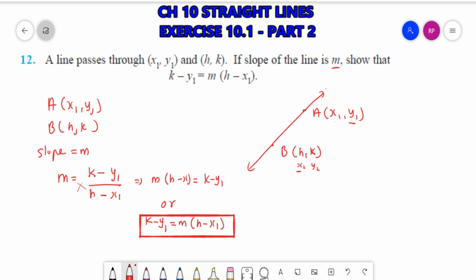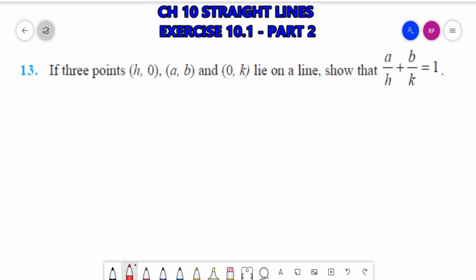Now let's move to the next, that is question number 13. If 3 points (h, 0), (a, b) and (0, k) lie on a line, show that a by h plus b by k equals 1. First, let's take these points as (h, 0), (a, b) and (0, k).